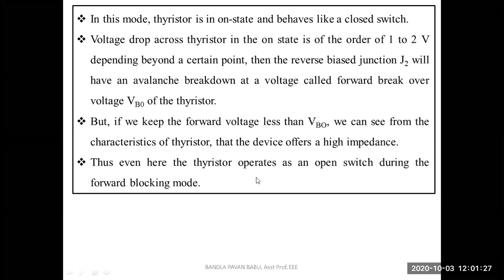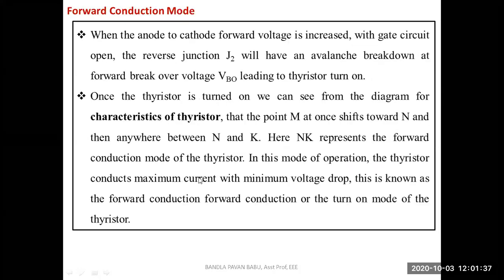So even here the thyristor operates as an open switch during the forward blocking mode. And the last mode is forward conduction mode, which is the actual turn on of the switch. When the anode to cathode forward voltage is increased with the gate circuit open, the reverse junction J2 will have an avalanche breakdown at the forward breakover voltage, leading to thyristor turn on. So this I have repeated in the earlier forward blocking state.